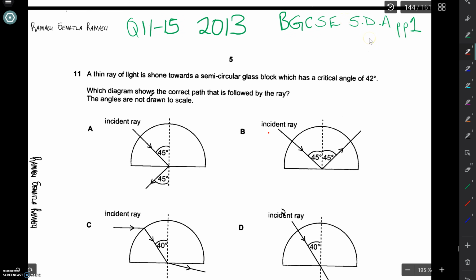Double Award Paper 1. Question 11 reads: a thin ray of light is shone towards a semicircular glass block which has a critical angle of 42 degrees. Which diagram shows the correct path that is followed by the ray? The angles are not drawn to scale.